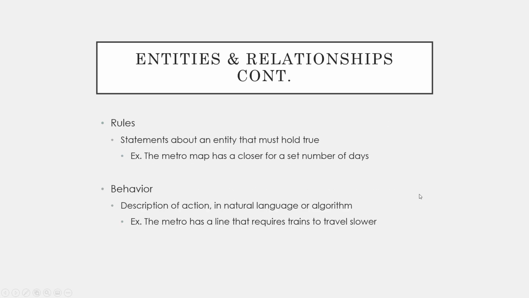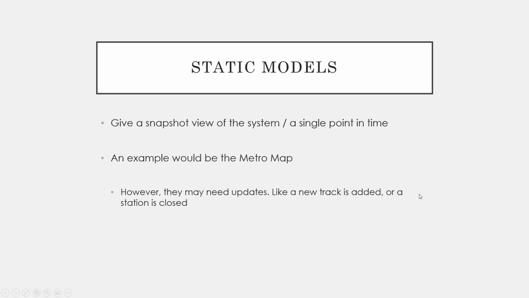Now let's talk about the two main types of models that we have. We have static models, which give us a snapshot view of the system at a single point in time. So a static model is just like taking a picture of something, right? It only shows you the system at that point in time. A good example of that would be that metro map. The metro map may need to be updated. Let's say they add a new track, maybe one of the stations is closed, maybe one of the tracks is closed down for maintenance. Your static model would then need to be updated, right? You'd need to take another snapshot of that system that reflected those updates.